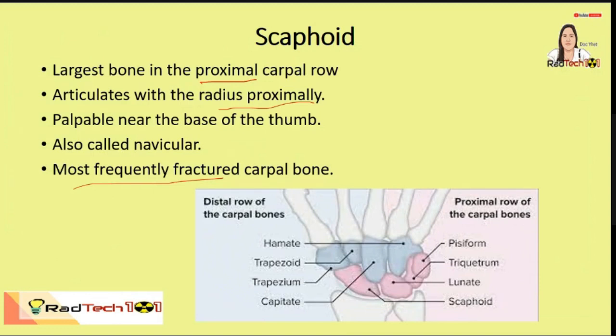So again, as you can see, here we have the scaphoid. So this is the largest proximal carpal bone. Pero pag buong carpal bone, yung pinakamalaki talaga is your capitate. Okay? So your scaphoid, ito, is attached or is articulated with your radius. So ito yung ating scaphoid.